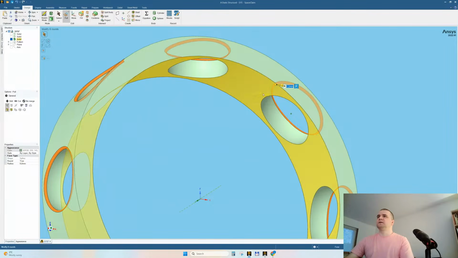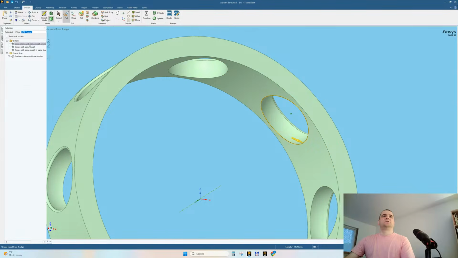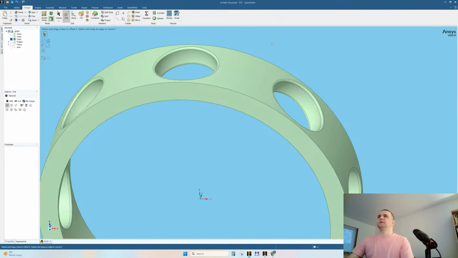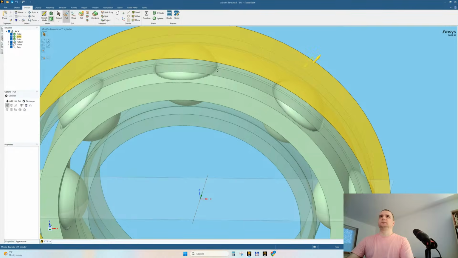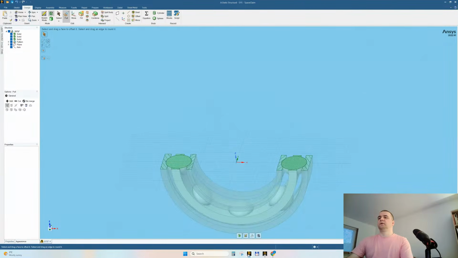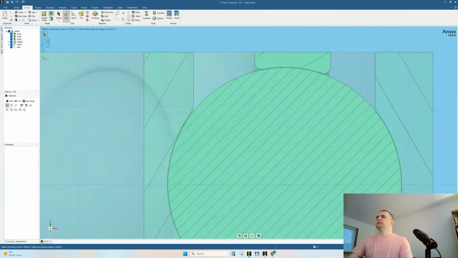Let's do the same here. Select one edge. We go to selection, edge chains with same length. We see they are highlighted with orange. I don't want to drag. I will just type 0.2. So right click, show all, again, section view. Look here, they are very nicely round.